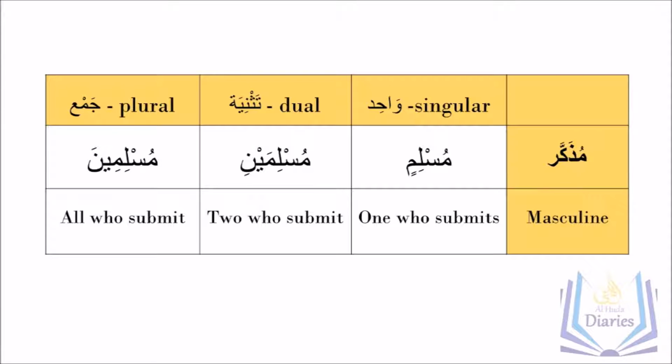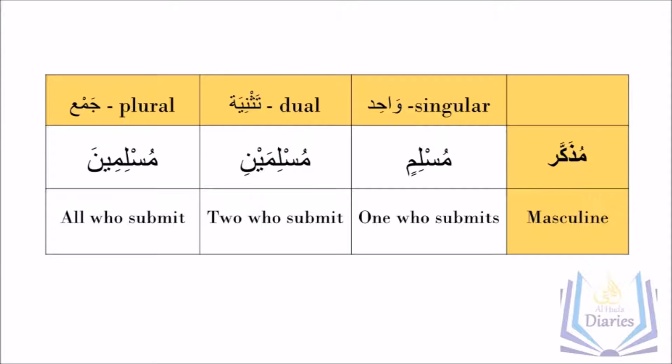And when it comes to the state of muzakkar tasniya and muzakkar jam, it will be the same as when it was in the state of nasab. So it will again be muslimaini and muslimina. The only difference is in the state of wahid, where in wahid nasab it will become musliman and in wahid jar it will become muslimin. And for tasniya and jam, nasab and jar will be the same: muslimaini for tasniya and muslimina for jam.